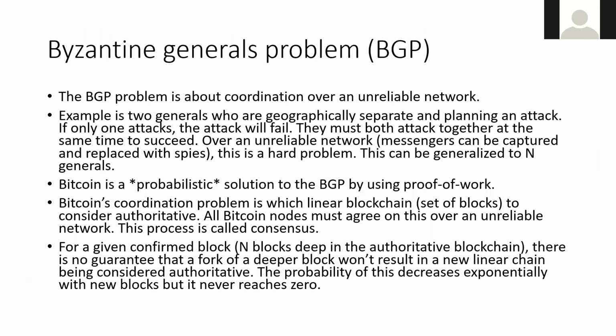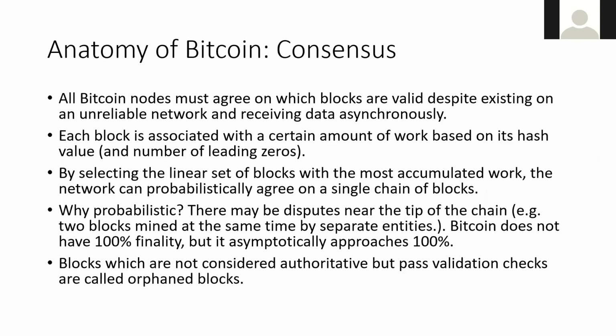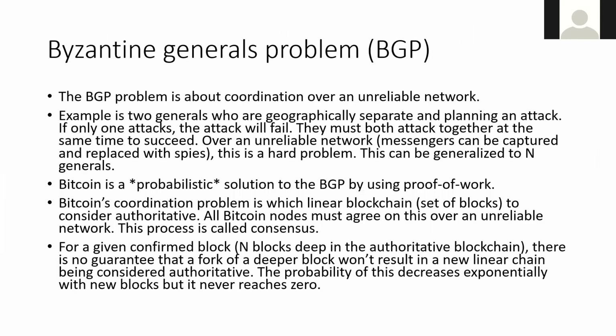Okay, so quick overview of this concept of consensus. Bitcoin is a probabilistic solution to the Byzantine generals problem, which I'm guessing you guys are all familiar with. The analog here is that Bitcoin's coordination problem is there are a lot of different blocks out there. I mentioned that the blockchain is actually a directed acyclic graph. However, there's this concept of which blocks are the correct blocks to include, because the blockchain is intended to be an append-only data structure. It's really meant to be just a linear chain here, at least in Bitcoin's case.